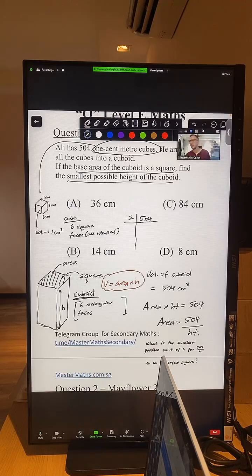Alamak, where's my calculator? Calculator inside the bedroom. Hold on, guys. Let me go get my calculator. Just give me 2 seconds. Okay, maybe slightly more than 2 seconds.